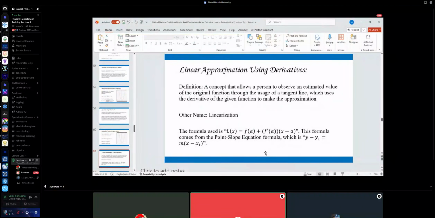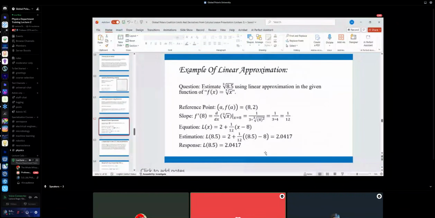And keep in mind, m is slope. What is a derivative? Instantaneous rate of slope. And we're trying to look at estimation over here, the instantaneous rate of change. And then the x minus x1 is self-explanatory. It's just the a value.